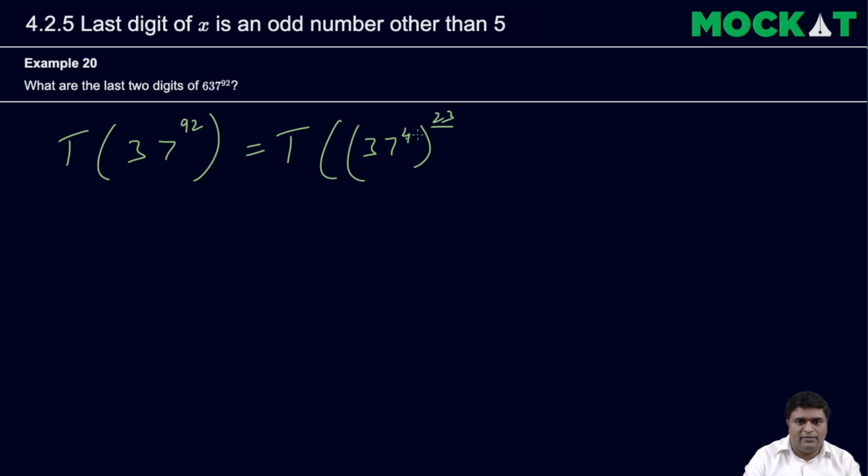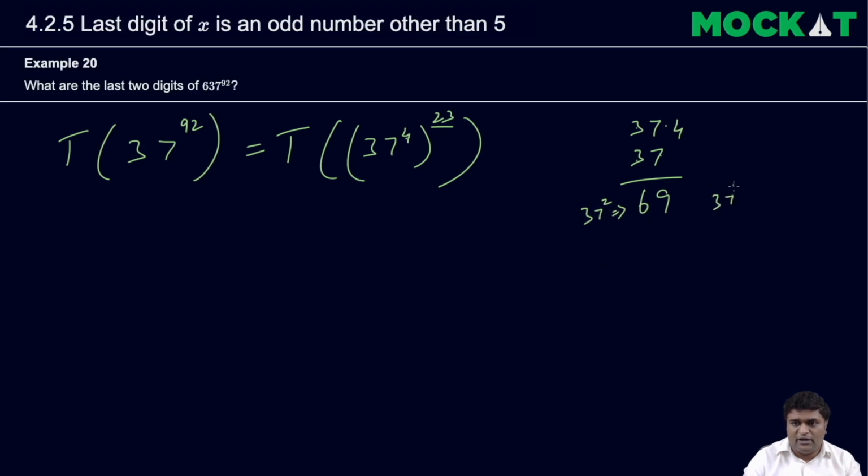So 37 to the power of 4, whole power 23, is 37 power 92. Now 37 to the power of 4, right? I need to find the last 2 digits of that. Now how do I do that? The last 2 digits of 37 squared, we'll start with that. 7 into 7 is 49, 4 carry up. 7 3s are 21, 21 plus 21 is 42, plus 4 is 46. So I get 69 here. Now these are the last 2 digits of 37 squared.